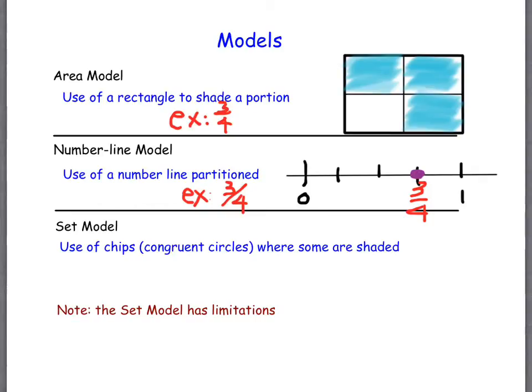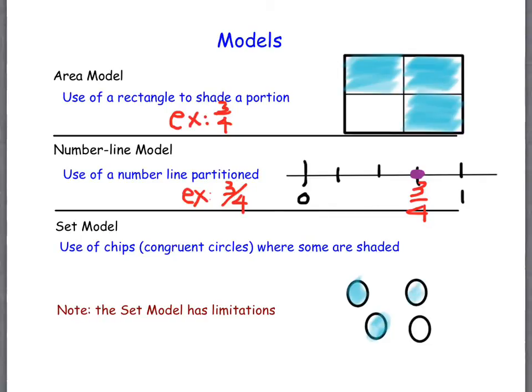Set models, where we did this one as well just a minute ago, had the feature where I did my coins, if you will. So I have these little circles, and there's nothing special about a circle. You could use little squares or something like that too, and that would be fine. But if we are going to do this with my number 3/4, you have 4 objects and you shade in 3 of them, and that would be the number 3/4.